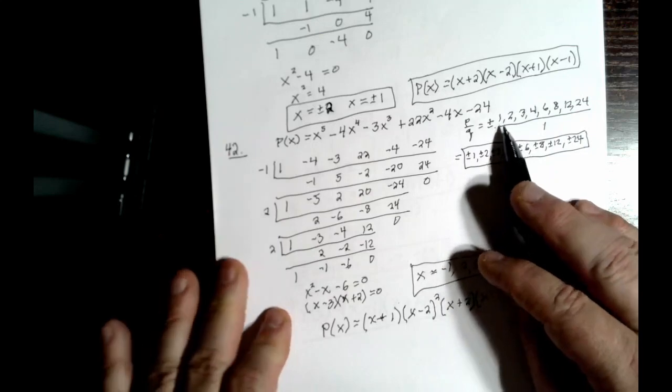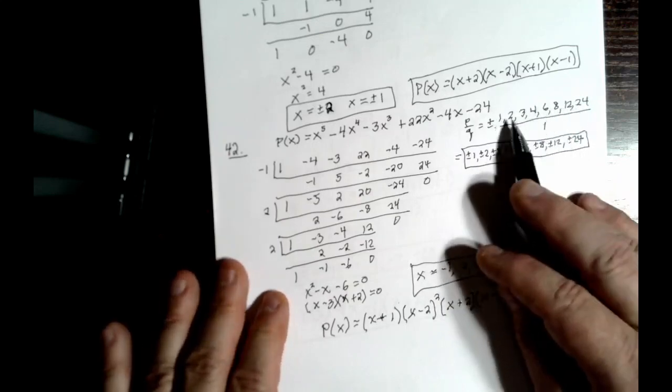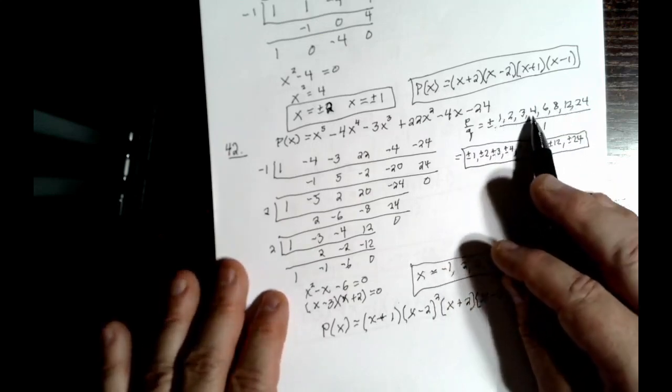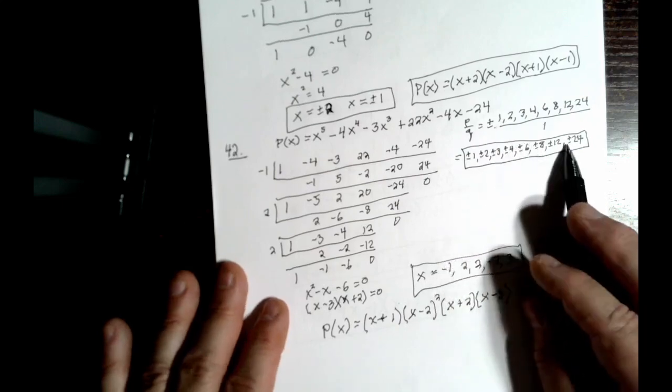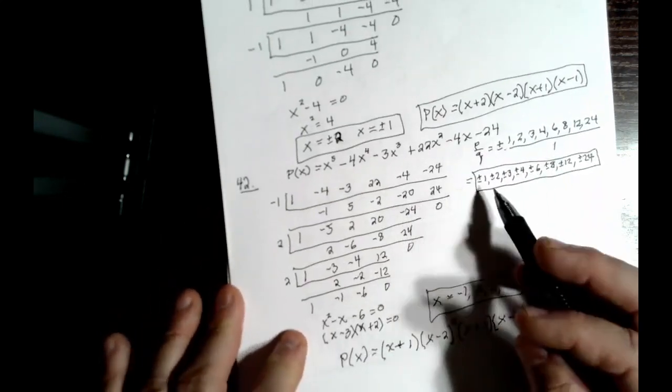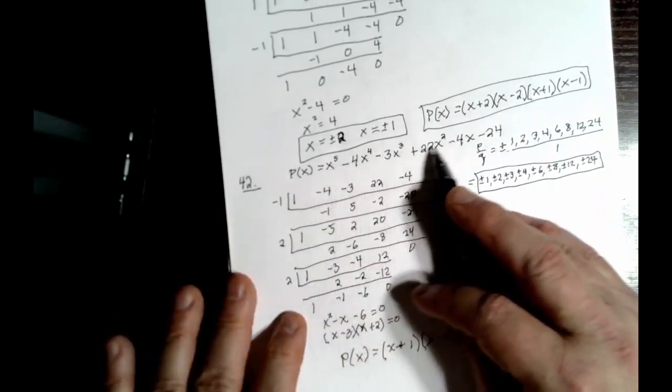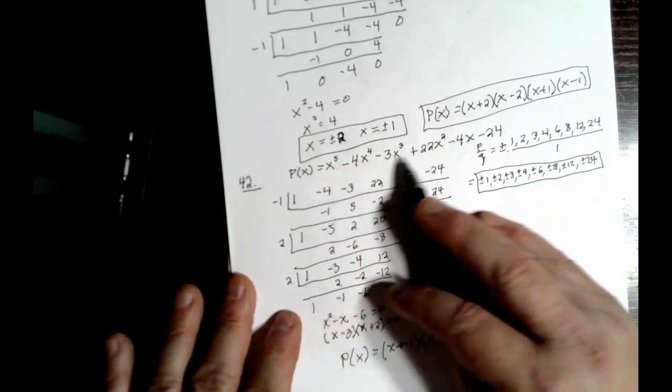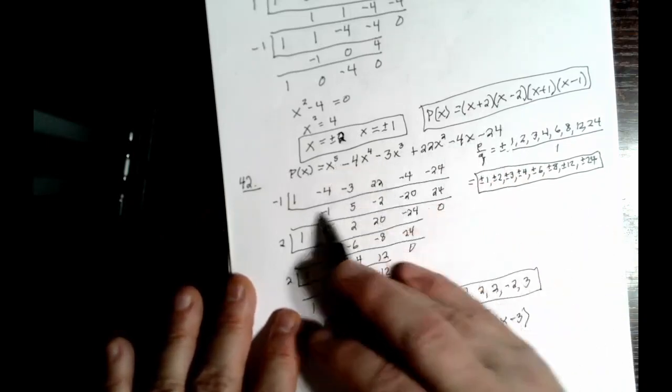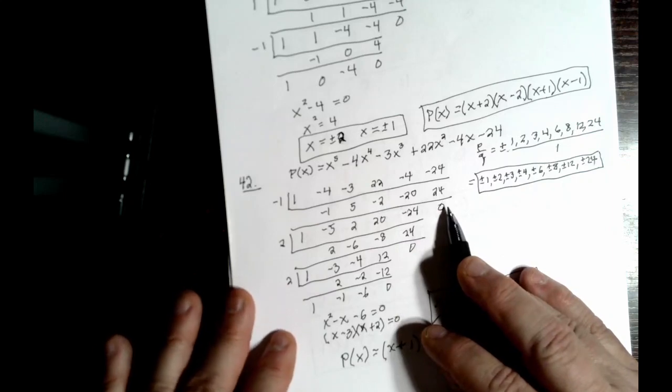So we've got all factors of 24. 1 and 24, 2 and 12, 3 and 8, 4 and 6, plus and minus. There's a lot of numbers to try. What I usually do is I plug in 1 to see if it works, and I also plug in minus 1 to see if it works. And I know minus 1 works, so that's why I tried minus 1.